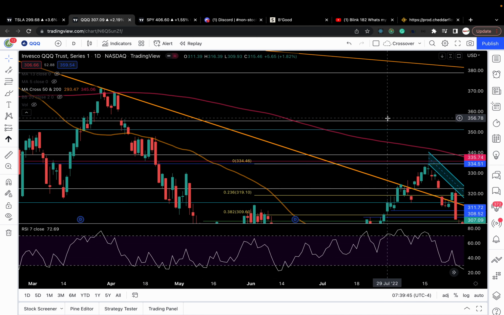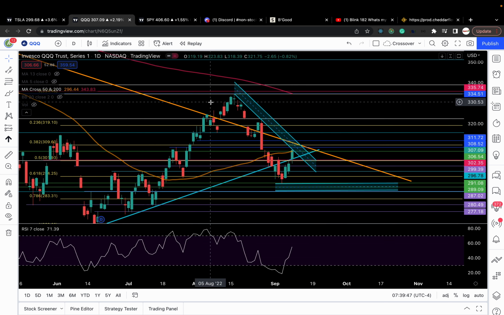We broke out of it before, if there was an AOL zone, that all got taken out, but we had a false breakout. Possibly could back test that orange line as a resistance before pushing back down. We will see, okay? So above 307, I'm bullish. 309.6 with 311.7 and possibly 315 back in play. Below 307, 303.5 is in play, and below 303.5, I am very, very bearish on QQQ, okay?